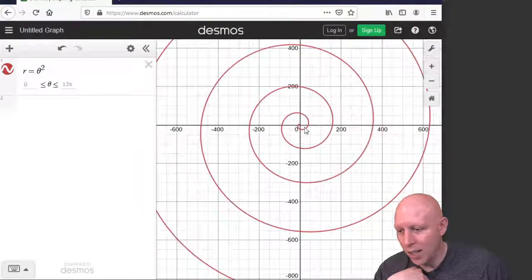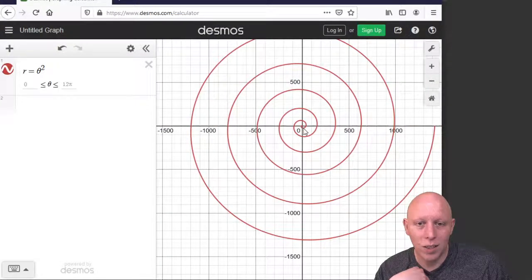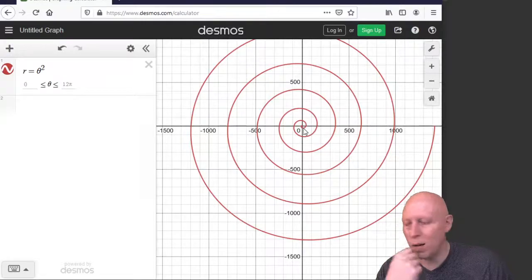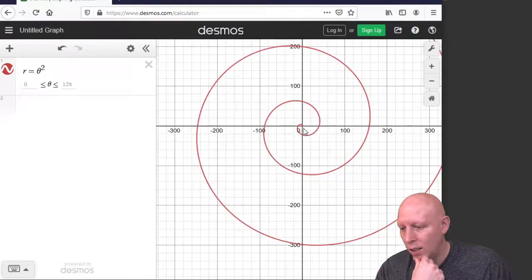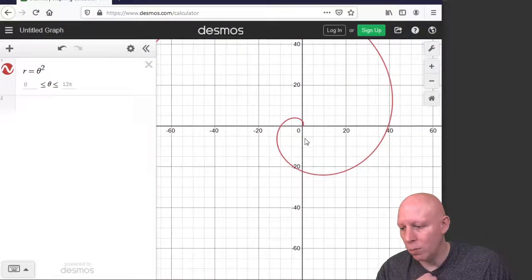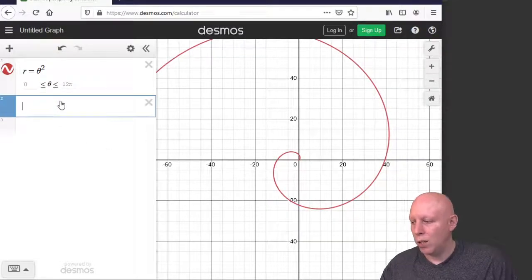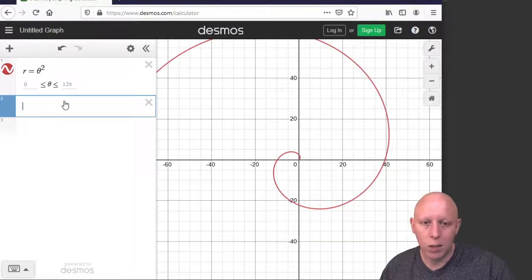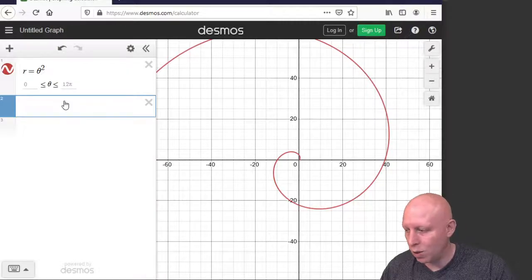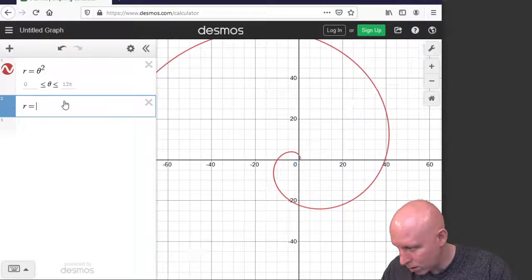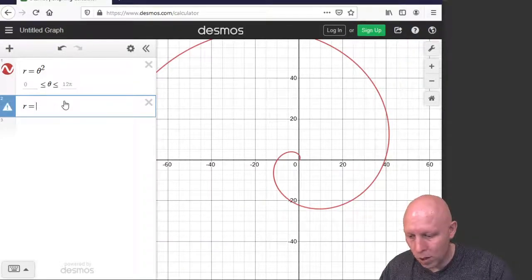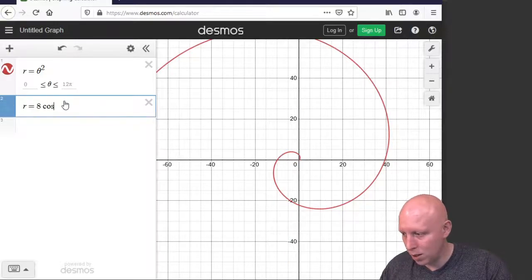And here we see that theta squared is an interesting, ever expanding spiral. So you should play around with that. So let's go to the two examples that we had in our recent videos. We have r is equal to cosine of theta, or r is equal to 8 cosine theta.